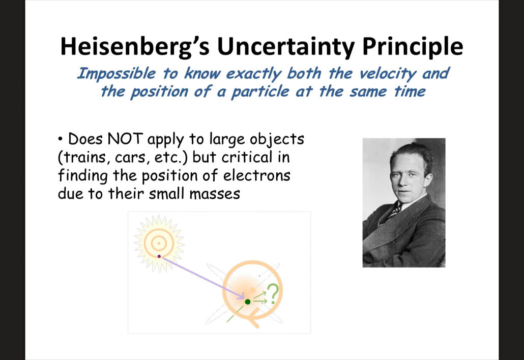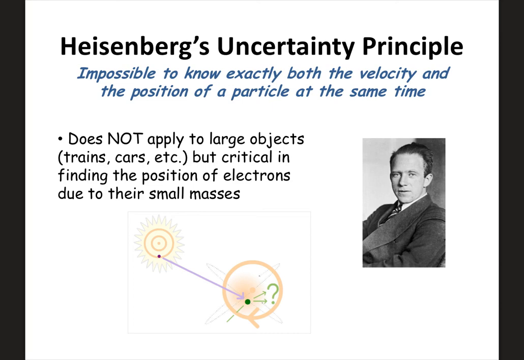The last idea we're going to talk about in this video is Heisenberg's uncertainty principle. Heisenberg's uncertainty principle basically says you can't know both the speed and location of a particle at the same time. So you can't know the velocity and the position of a particle at the exact same time. This doesn't apply to large objects. It's not like you're going to see a car going down the street and say, well, I see it, there it is, but I don't have any idea how fast it's going. Or, I can see how fast it's going, but I don't know where it is.